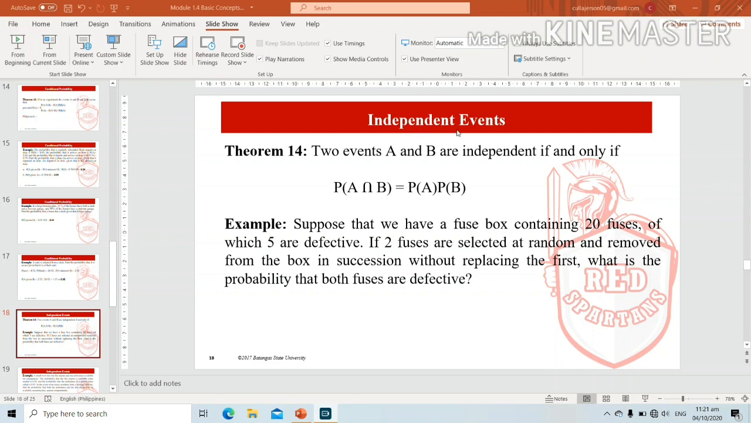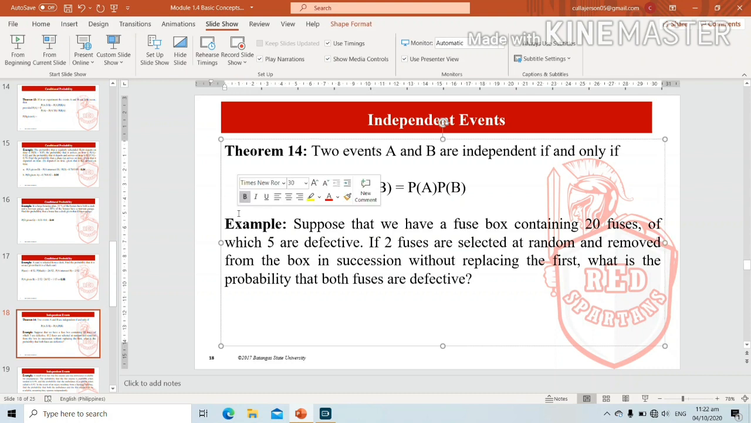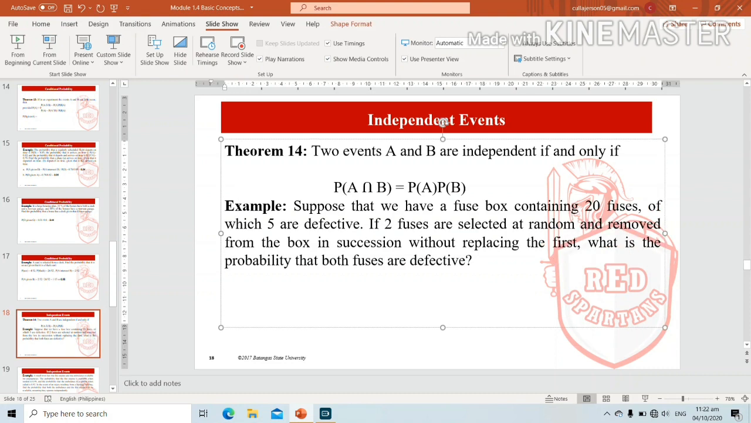Then kapag naman independent event, ito yon, two events A and B are independent. So kayang mag-isa, ibig sabihin hindi na nakadepende si A sa B at si B sa A. Kaya ang formula lang natin, probability ng A intersect B is equal to probability ng A multiply sa probability ng B. So pag multiply lang natin yung probability kapag theorem number 14 or independent event.